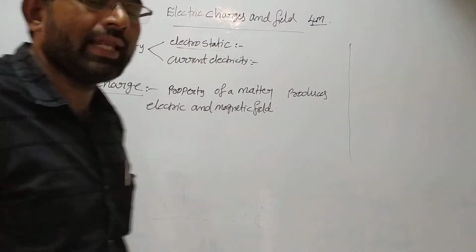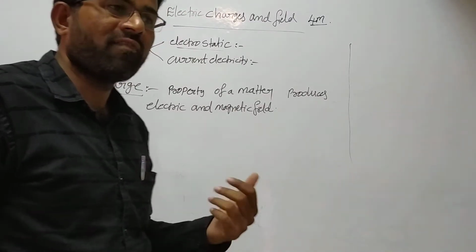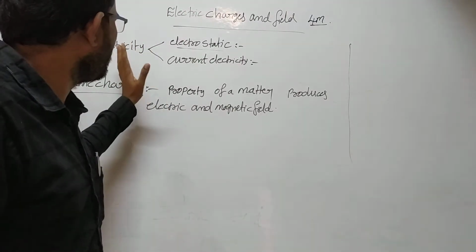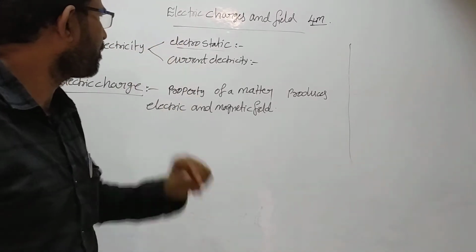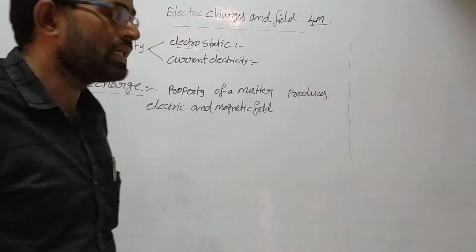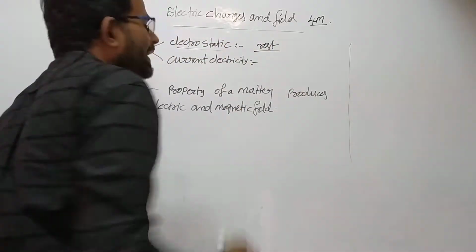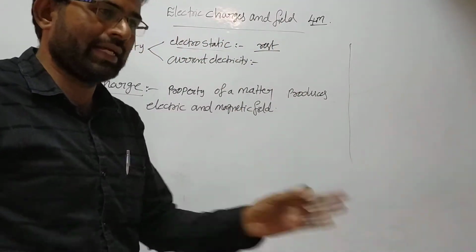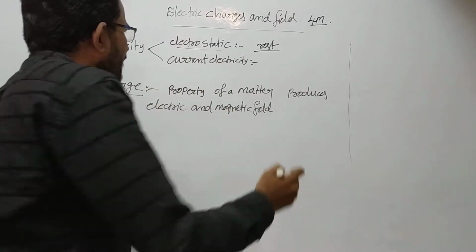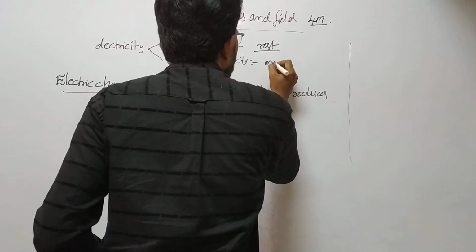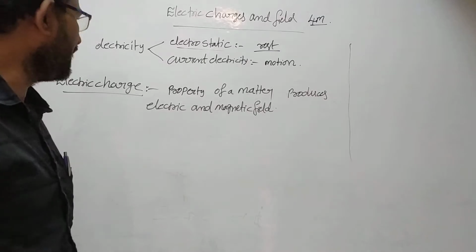What is electricity? Electricity is one of the branches of physics. We can classify electricity into two types: one is static electricity, another is current electricity. What is static electricity? The study of charges at rest is called static electricity or electrostatics. Current electricity means the study of charges in motion.